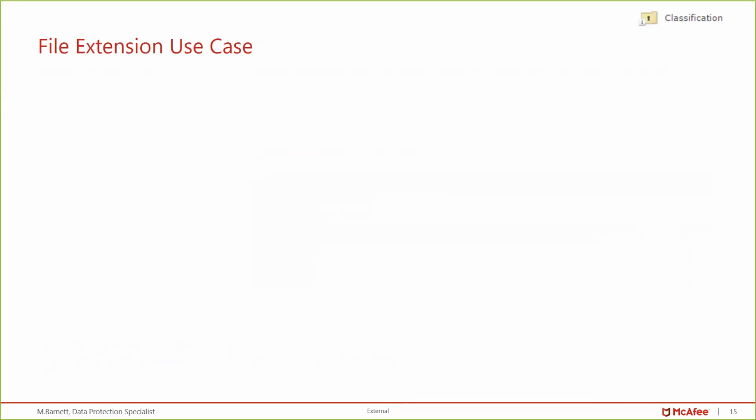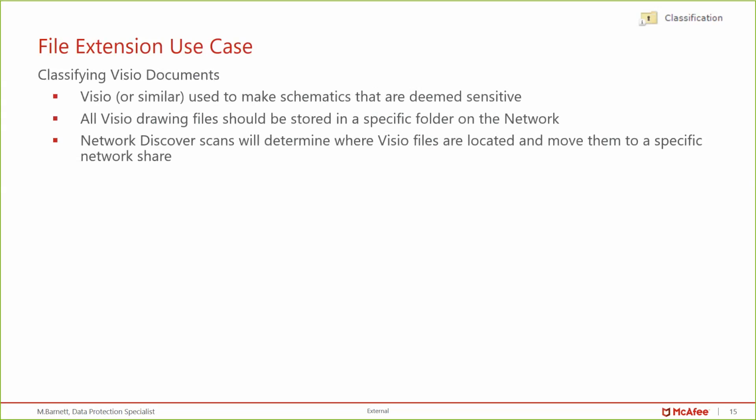Okay, so I'm going to move from some of the data conditions to how we can do things around file conditions. The first one is a simple example with a file extension. If you wanted to write something to classify Visio documents, maybe you're concerned about documents being stored on your network share, and that any Visio documents need to be in a specific location, but you're not necessarily sure that your users are following that rule.